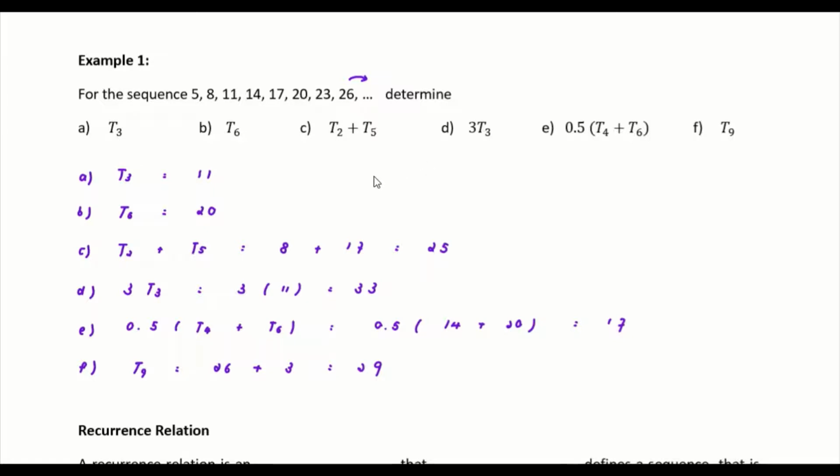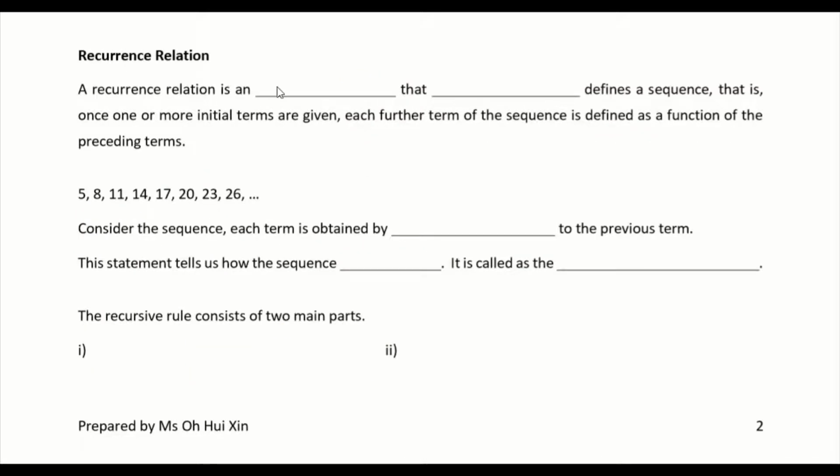Okay, so now let's look at our second main idea, which is the recurrence relation. A recurrence relation is an equation that recursively defines a sequence. So you can see the word there, recursive, right? Recurrence, so recursively defines a sequence. Recursively meaning like keep on repeating. So it's like a repetitive process.